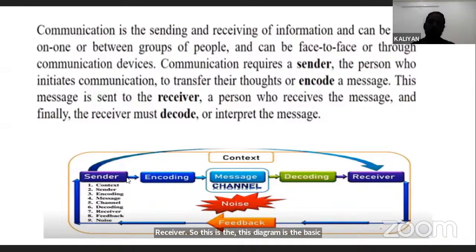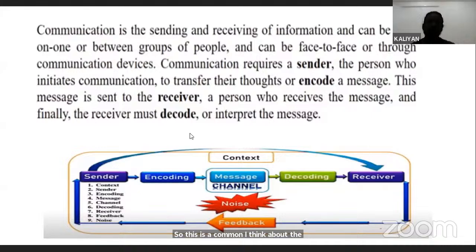So communication involves a sender, a message, and a channel, like mobile or mail or post. Then decoding by the receiver. After the receiver gets the message, he will decode it. After that, the receiver will give feedback to the sender. So this is a common thing about communication.